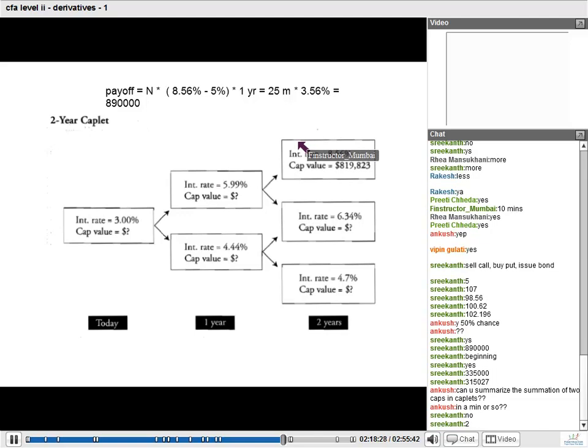So we will have to compute individually the value of each of the options and sum it up to compute the total value of the cap. First we computed the value of the 2-year option, just like any binomial model that we have done in the past, assuming that the exercise will happen at the end of 2 years. Then we computed the value of the 1-year option, assuming that the exercise will happen at the end of 1 year. Then we added up the two values to compute the value of the cap, or the value of the two options that are embedded in the cap.